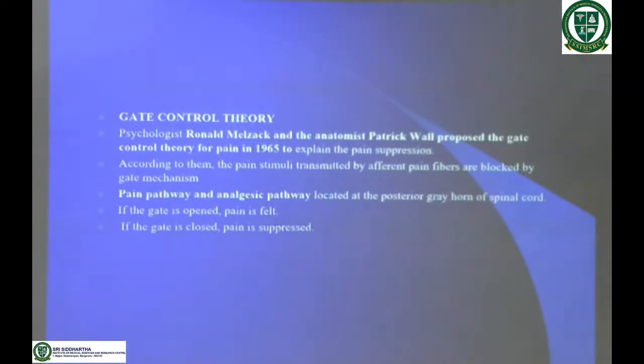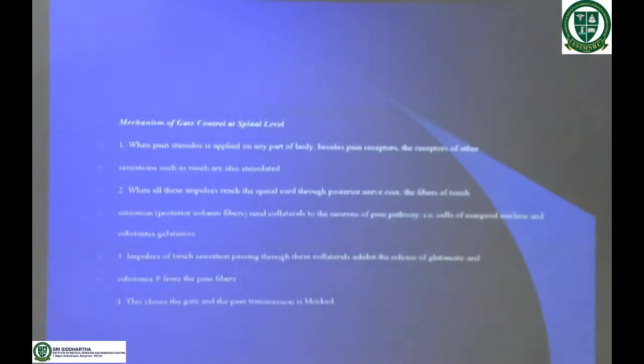In the same way, the pain pathway and the analgesic pathway are located at the posterior grey horn of the spinal cord. If the gate is open, pain is felt. If the gate is closed, pain is suppressed. So, what is the mechanism of this gate control at the spinal level? At the spinal level.